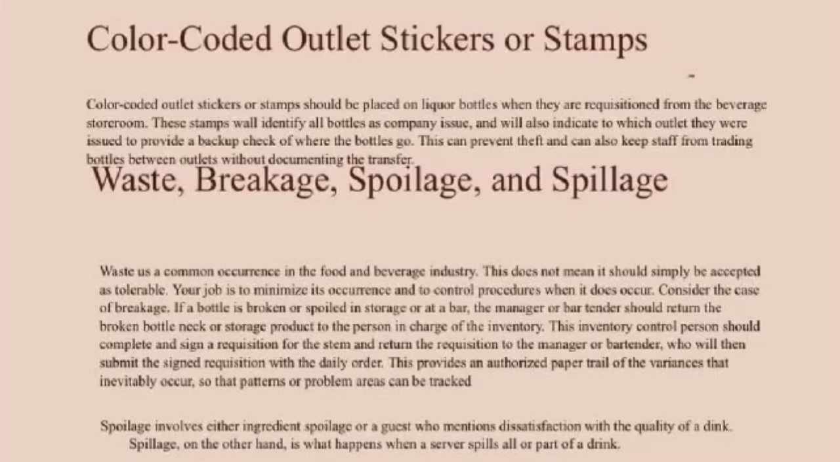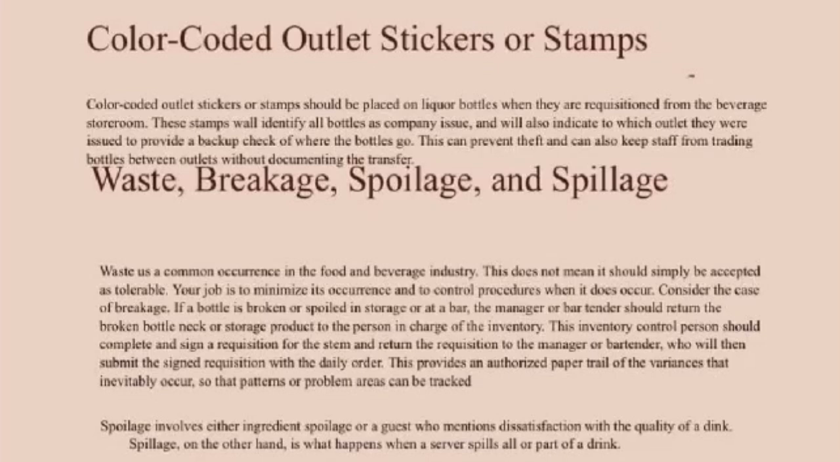Color-coded outlet stickers or stamps should be placed on liquor bottles when they are requisitioned from the beverage storeroom. These stamps will identify all bottles as company issue and will also indicate to which outlet they were issued, providing a backup check of where the bottles go. This can prevent theft and can also stop staff from trading bottles between outlets without documenting the transfer.